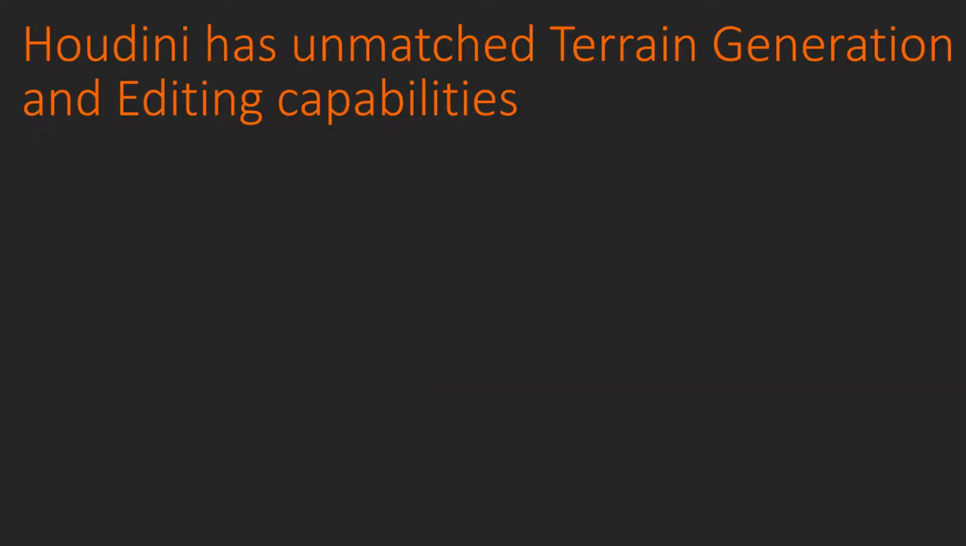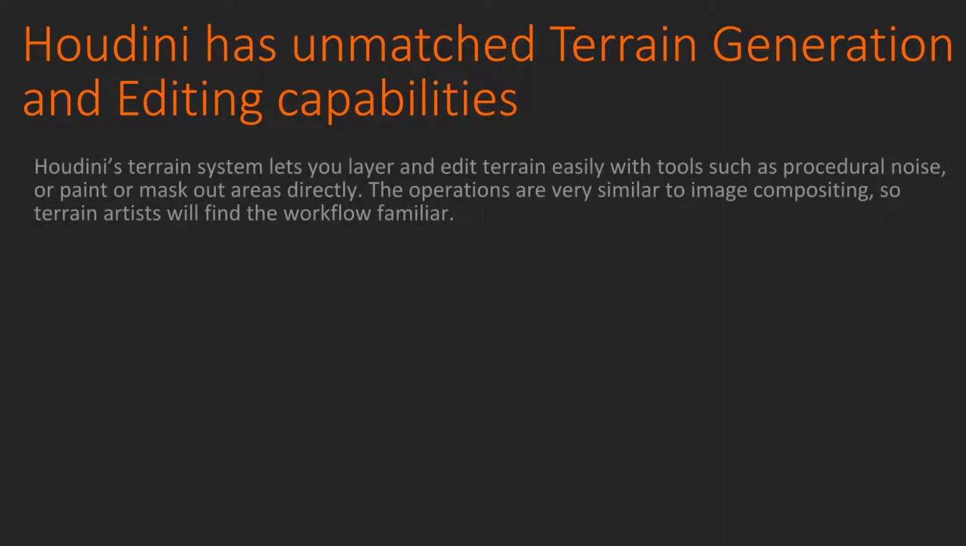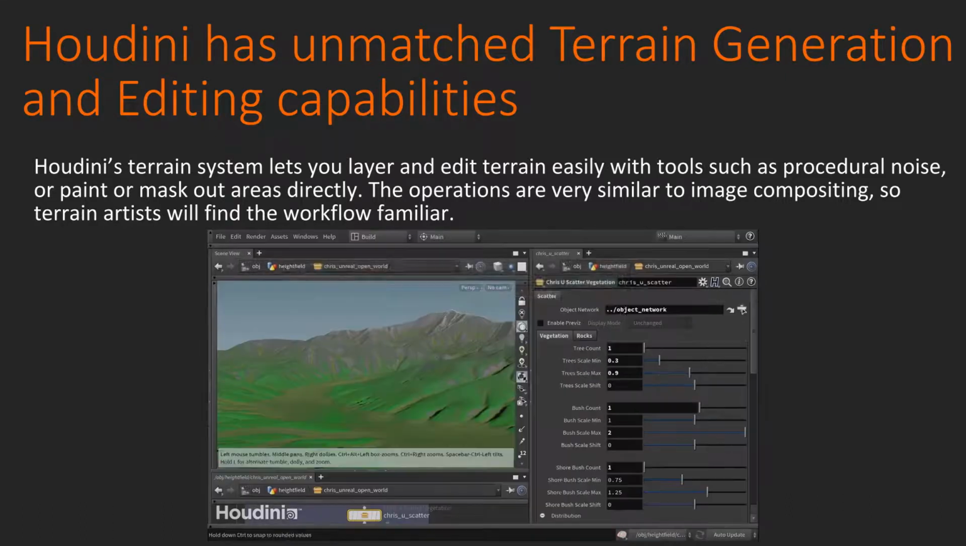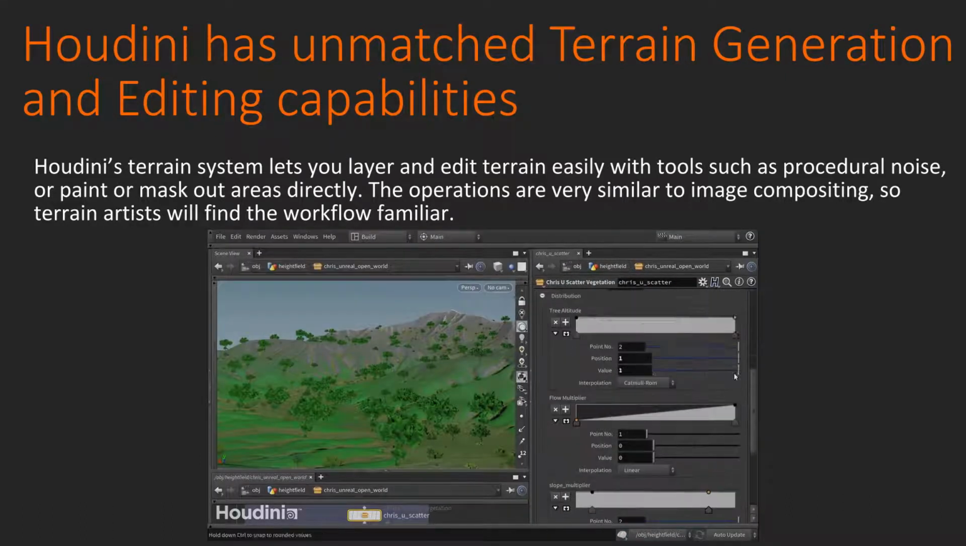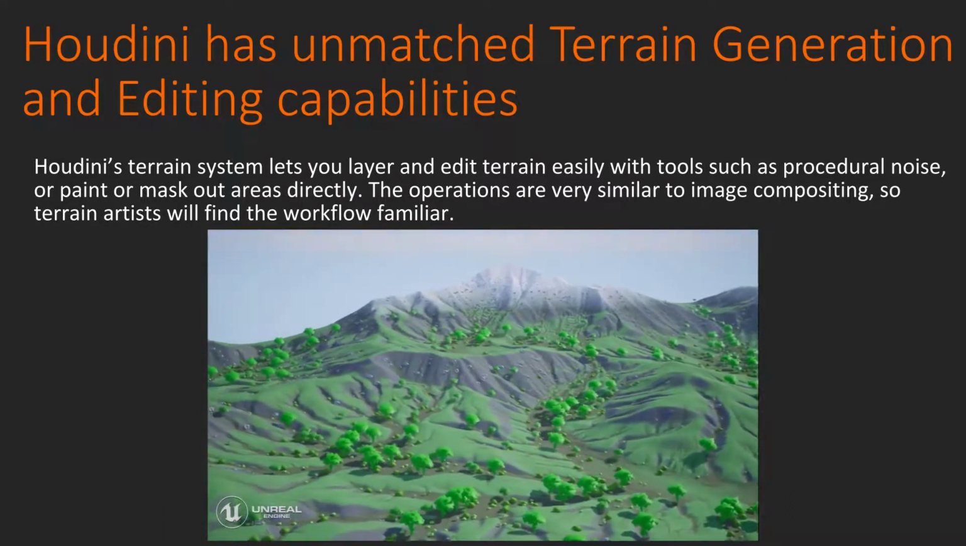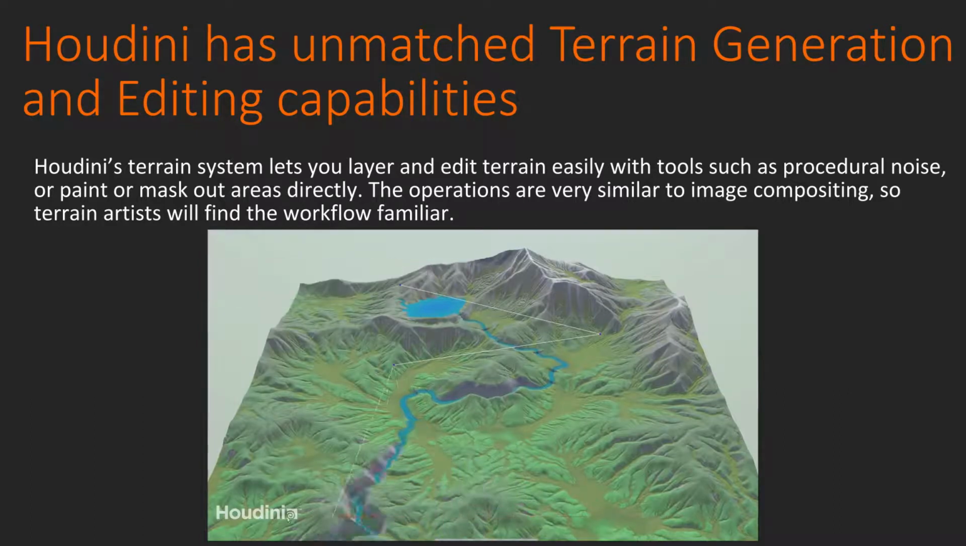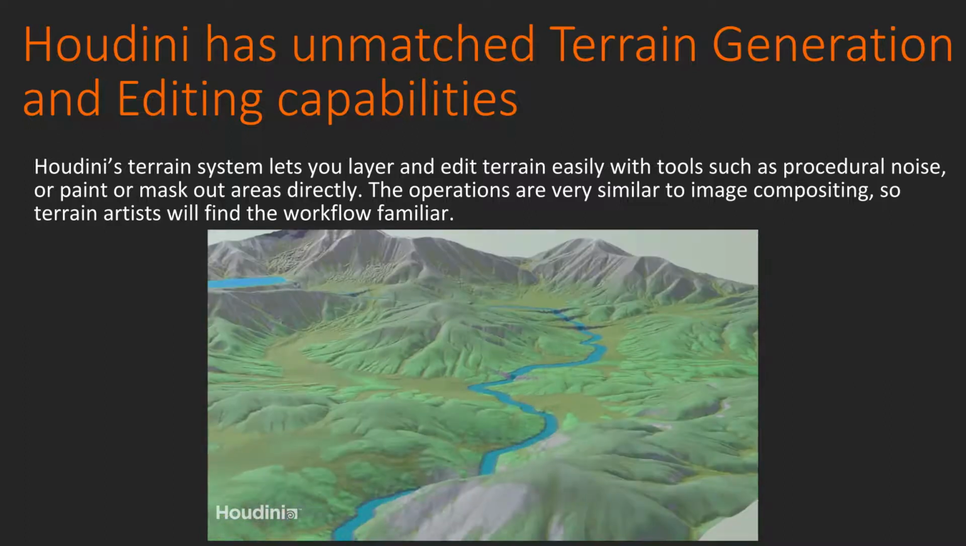Houdini has unmatched terrain generation and editing capabilities. Houdini's terrain system lets you layer and edit terrain easily with tools such as procedural noise, or paint or mask out areas directly. The operations are very similar to image compositing, so terrain artists will find the workflow familiar.